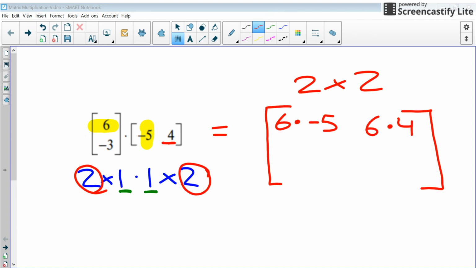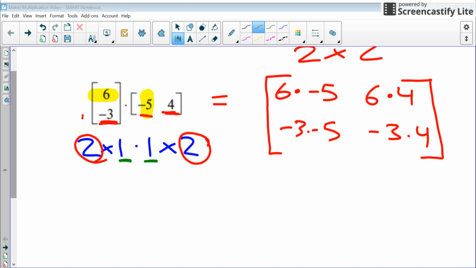If I take the -3 and the -5, it's going to tell me my bottom left entry. So I do -3 times -5. And to get my bottom right entry, I need to do bottom times the right one. So I'm going to do -3 times 4, calculate out what each of those are, and I'll get my 4 entries.